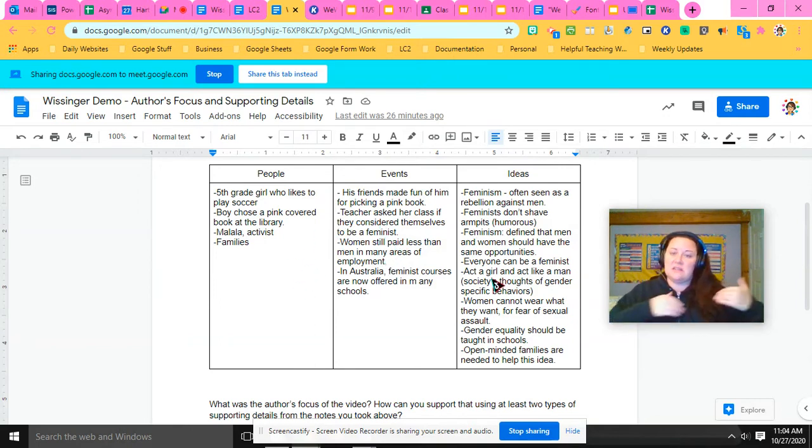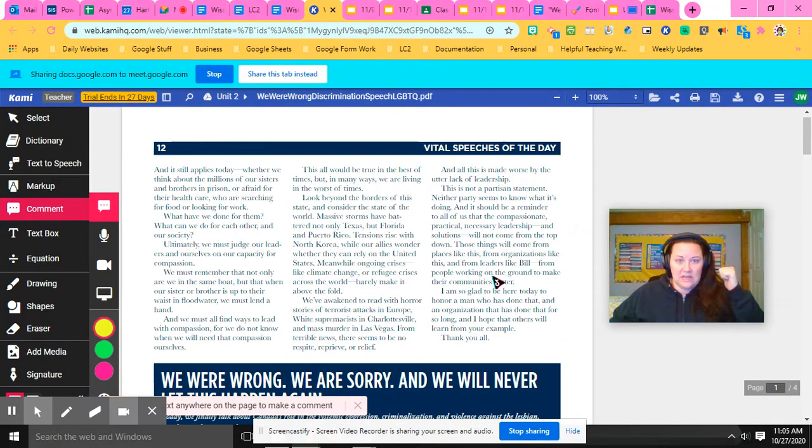Just like we did last unit with looking at the relationship between story elements and the relationship between themes, you look at these supporting details and see how they are building upon one another to strengthen the argument. How are they helping one another to strengthen the argument? So let's jump into today's reading.